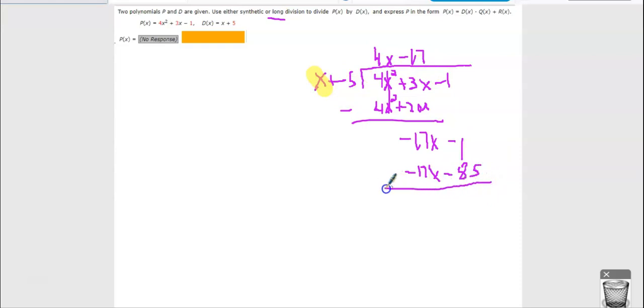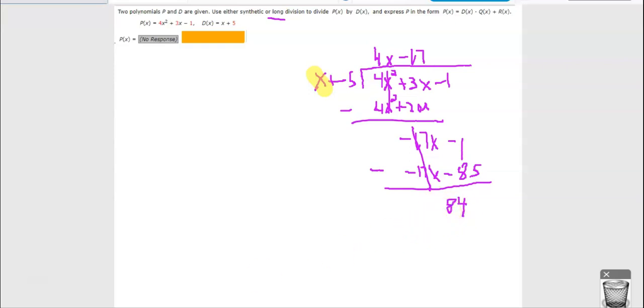The reason why I prefer synthetic is because this long division, a lot of students make mistakes. So remember, when you subtract, you got to subtract carefully. Negative 17 subtract negative 17, they cross each other out. Negative 1 subtract negative 85 is positive 84. So that's like your remainder.